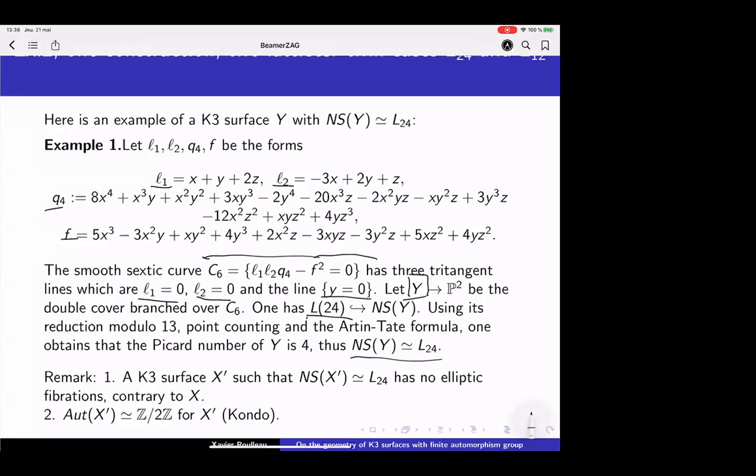So for that example, I do not have the general construction for these K3 surfaces. A remark is that these surfaces are more difficult to construct because they have no elliptic fibration, at the opposite of X, for which NS of X is L12. So it is the first remark. The other remark is that the automorphism group is Z over 2Z. It is the automorphism of the double cover. This is a result by Kondo.